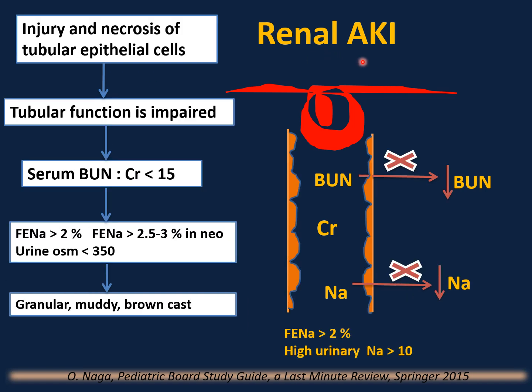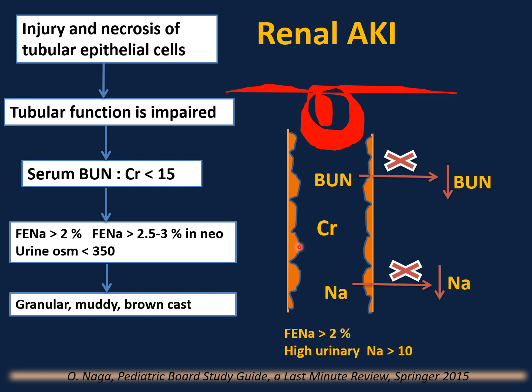After understanding pre-renal and post-renal acute kidney injuries, it will be very easy for us now to understand renal acute kidney injuries. This can be caused by either ischemia or nephrotoxicity. Either way, this will eventually cause injury and necrosis of tubular epithelial cells. This will impair the function of renal tubules. In this case, you will have decreased reabsorption of BUN, and this will decrease the ratio of BUN to creatinine. So you will have a decreased BUN to creatinine ratio, less than 15.